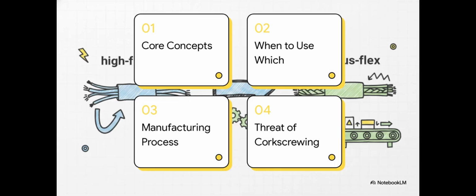Here's our quick roadmap for this explainer. 1. The core conceptual difference. 2. When to use which. 3. Inside the manufacturing process. And 4. The threat of corkscrewing. We're diving all the way from macro concepts down into the microscopic logic of the wires themselves. Let's get right into it.